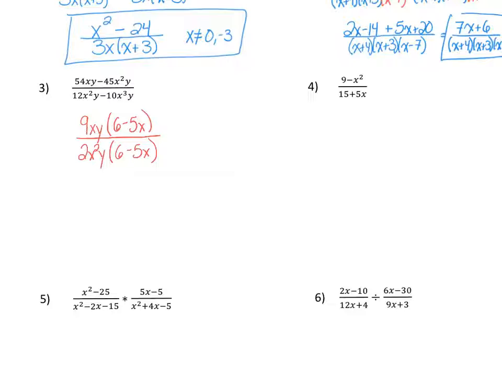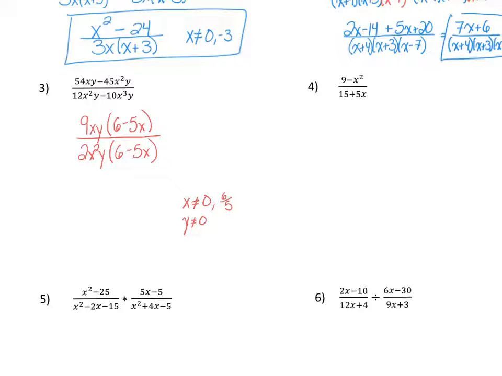Now we're just going to state the restrictions. Now we do have two variables here, so you really want to say what x can't equal and what y can't equal. So looking at that x squared, we know that x is not going to be able to equal 0. And from this 6 minus 5x, we know that x is not going to be able to equal 6 over 5. And then we're also going to want to state that y can't equal 0, because if y was 0, then the whole denominator would be 0, which would not be good in a fraction.